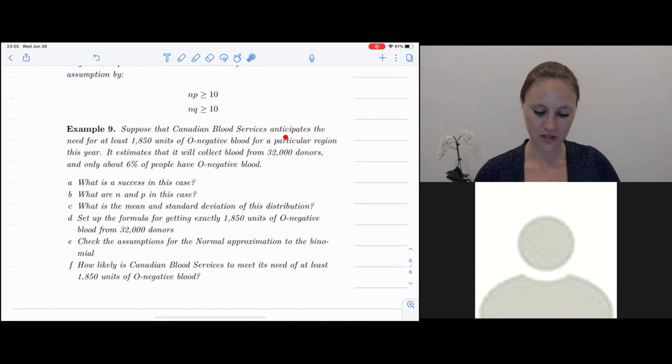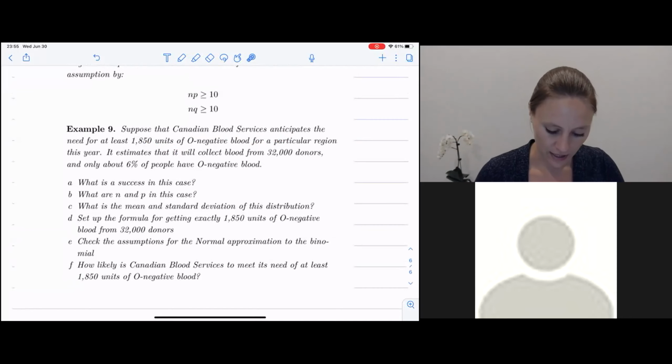Suppose that Canadian Blood Services anticipates the need for at least 1,850 units of O negative blood for a particular region this year. Seems perfectly reasonable, and you can imagine that they do these types of calculations. So it estimates that it will collect blood from 32,000 donors, and only about 6% of people have O negative blood.